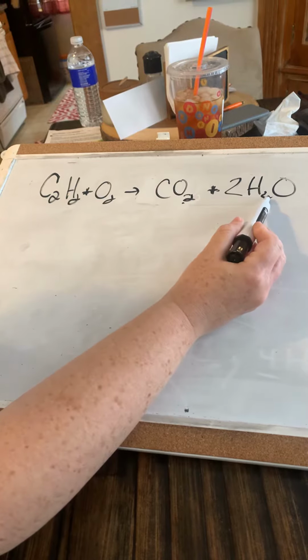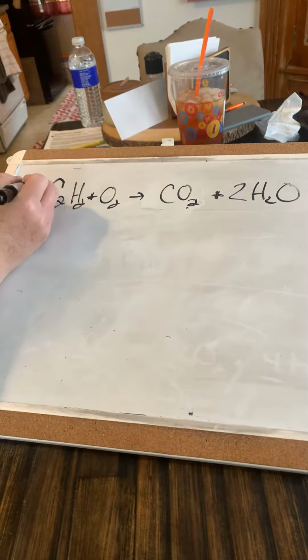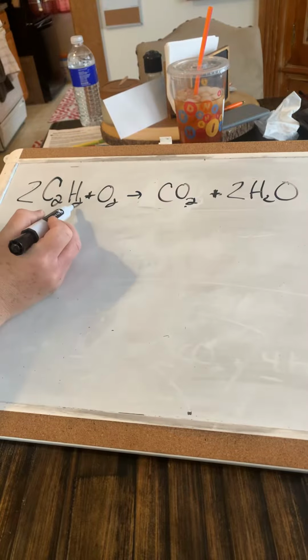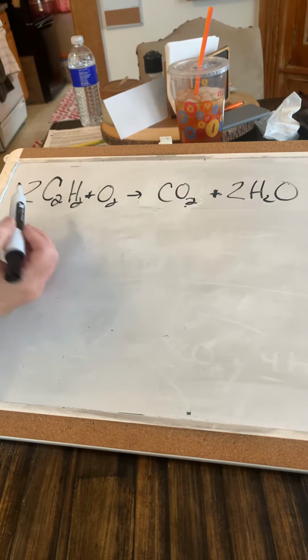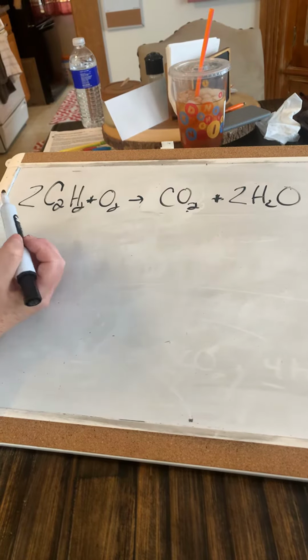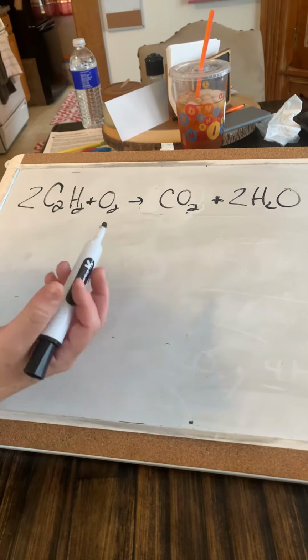Now we have 4 H's here, okay? So what we have to do is we have to come over here and we have to put a 2 here in order to balance out our H's. So now we have 2 times 2, which is 4 H's. We also screwed up our C's, which our C's were already screwed up anyway, but we changed them again.